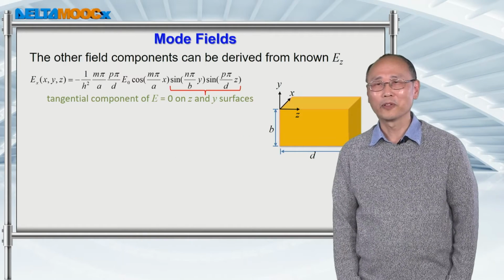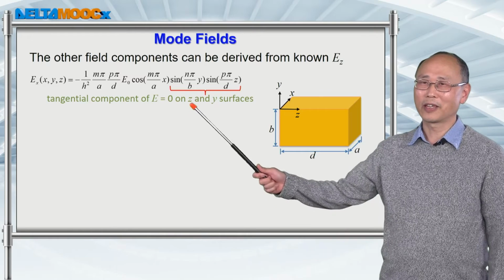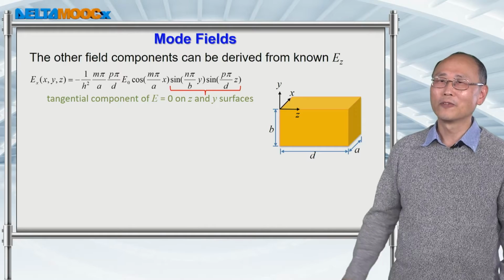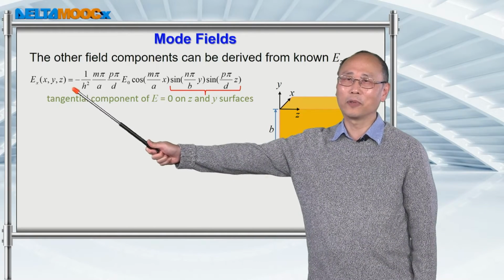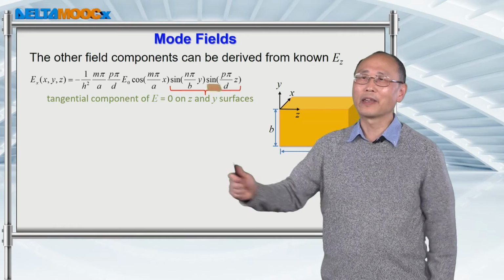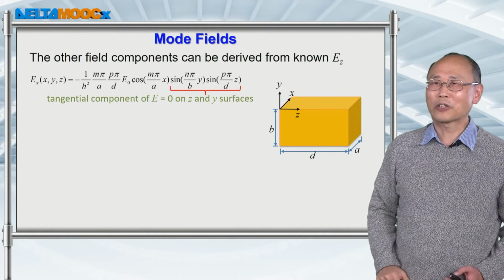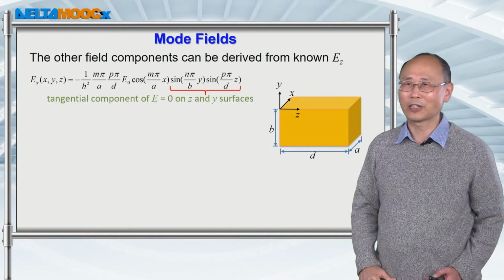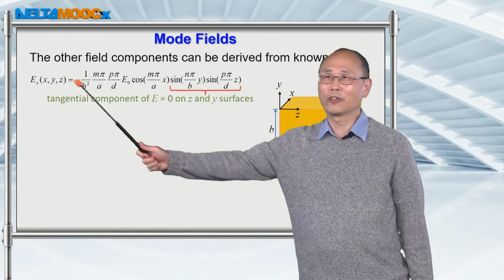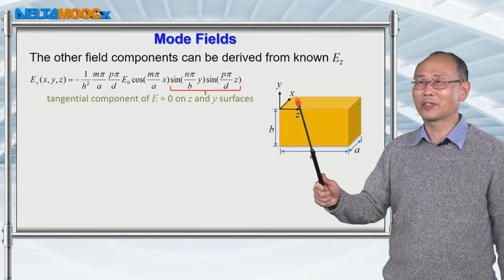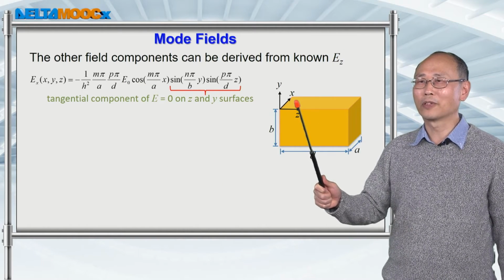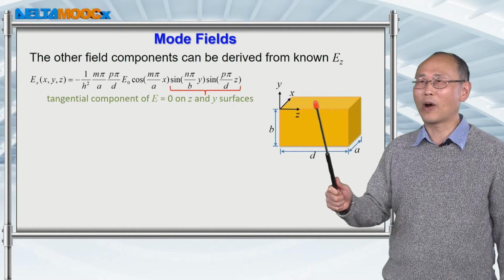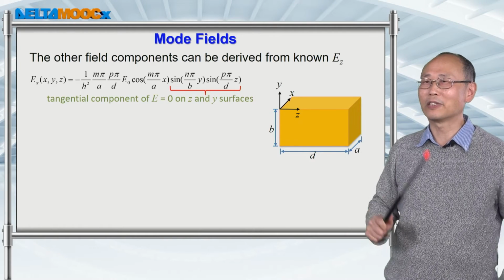Once you have the Z component electric field, now you can calculate all other field components from the Z component electric field. For example, you can calculate the X component of electric field given by this expression. And this expression appears tedious, but in fact, you can extract some physics from this expression. The X component electric field points toward this X direction, and this field component is tangential with respect to this Y surface and also this Z surface.